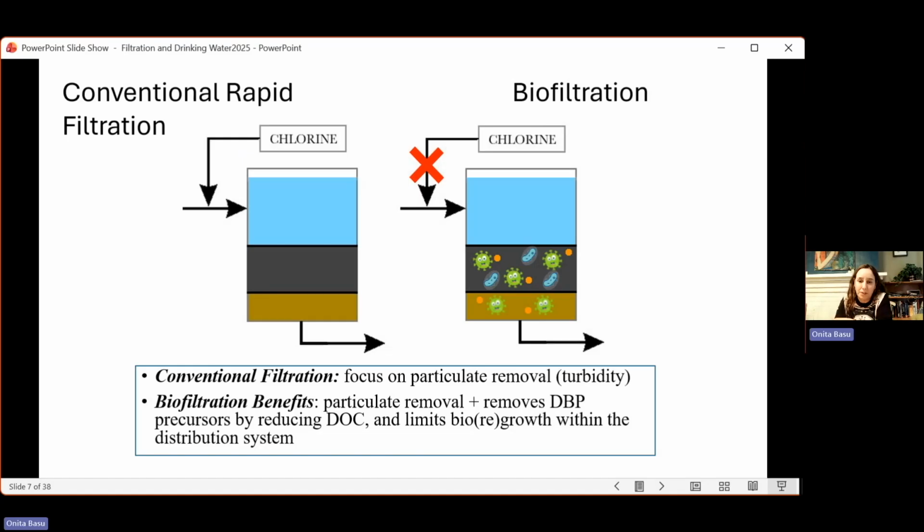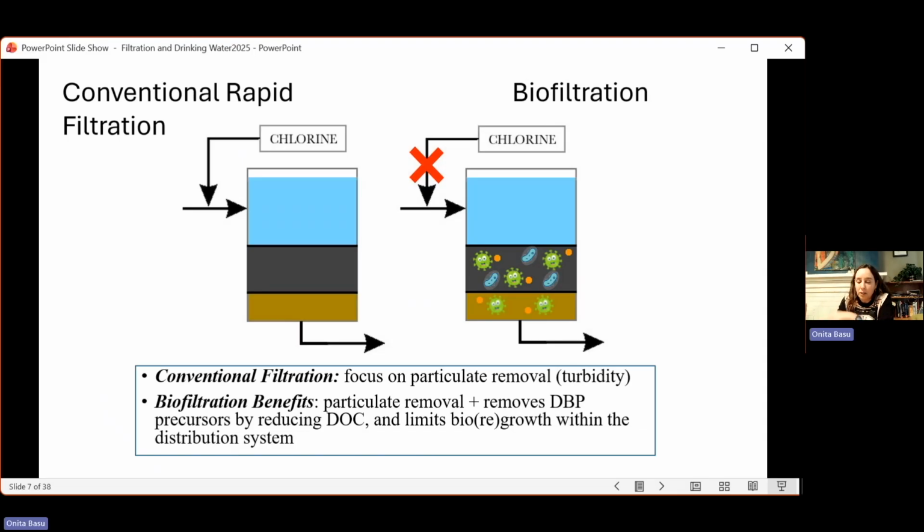All right. So before I talk about the backwash, I did just want to hit on the difference between a conventional rapid filter and a biofilter. So the conventional filtration focuses on particulate removal only, so just turbidity. We want to get rid of the turbidity that's in the water so that we ensure that we've got nice clean water coming through into the disinfection system, and then it's safe to drink.